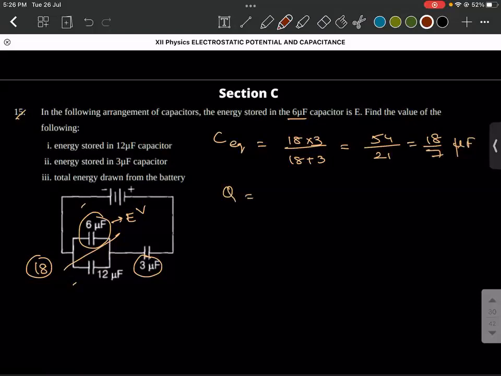So total charge is what you want to find. So total charge will be C equivalent into V, that is 18 by 7 times V. Is that what you're saying?